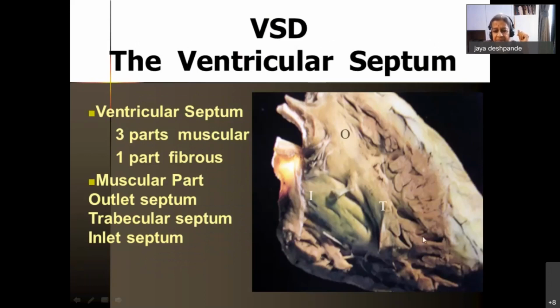Much of the septum is of course muscular. This is the cut open right ventricle. Here is the inlet portion, the trabecular portion, and the outlet portion. The musculature from all these portions, inlet, trabecular, and outlet, all contribute towards the septum. But right here, where they come together, is the fibrous septum.